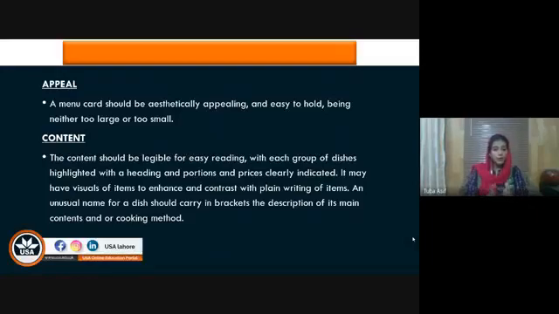Content is very important. Content should be readable. It should be legible for easy reading, with each group of dishes highlighted with the heading and the portions and prices clearly indicated. It may have visuals of items to enhance and contrast with plain writing of items. An unusual name for a dish should carry in brackets the description of the main contents or a cooking method.